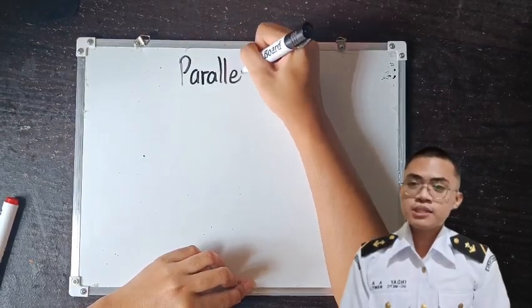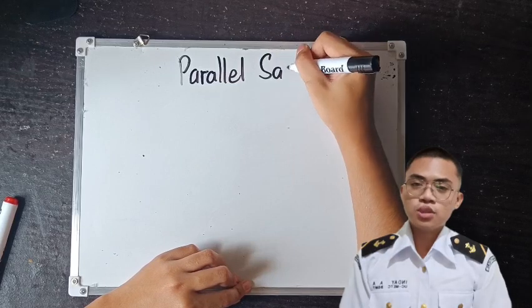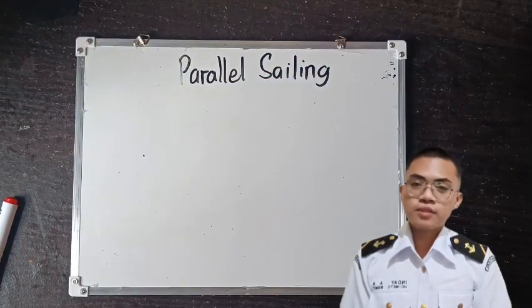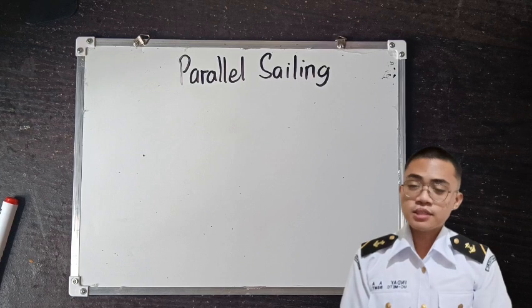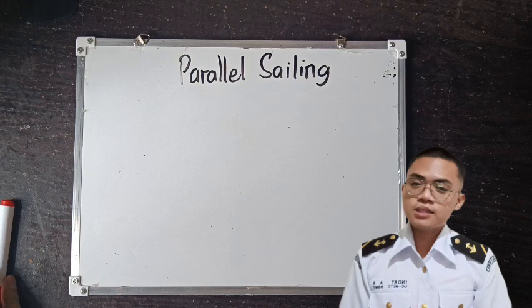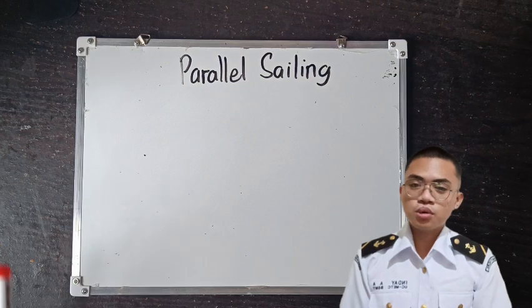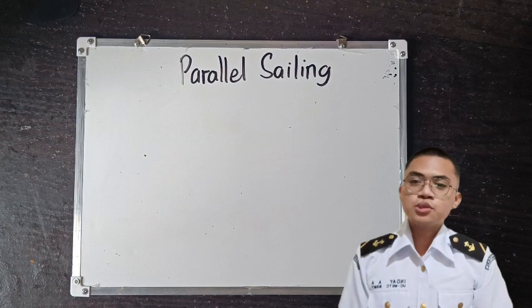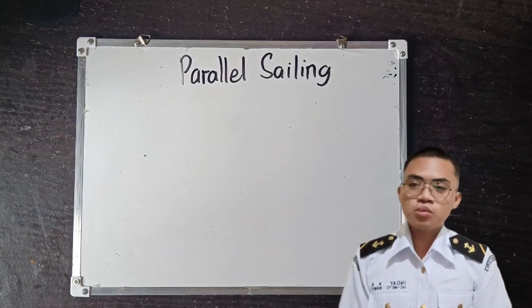It simply means sailing along a parallel of latitude, which means that the point of departure and the point of arrival have the same latitude. And since we're not changing latitude, our course will only be east, 090 degrees true, or west, 270 degrees true. This also means that the distance traveled will be equal to the departure.